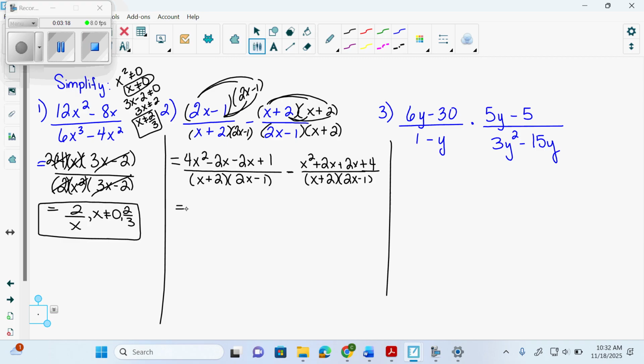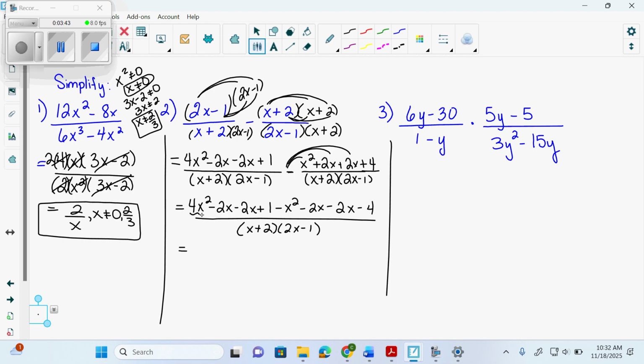So we get 4x squared minus 2x plus 1 minus x squared minus 2x minus 4 all over x plus 2, 2x minus 1.